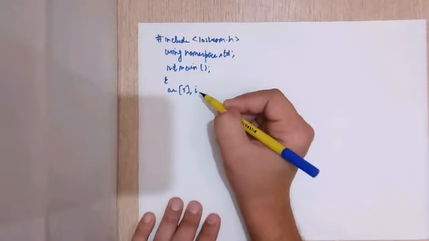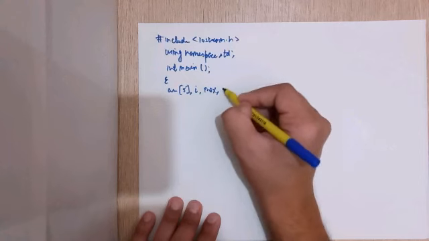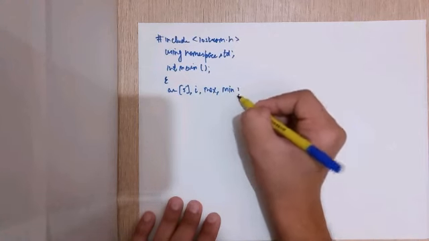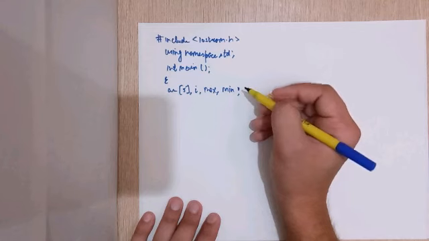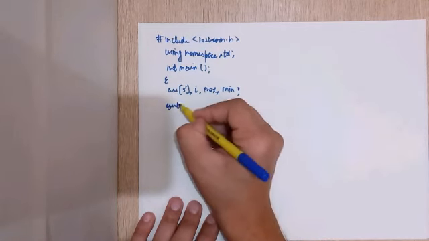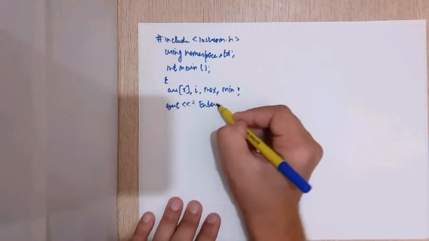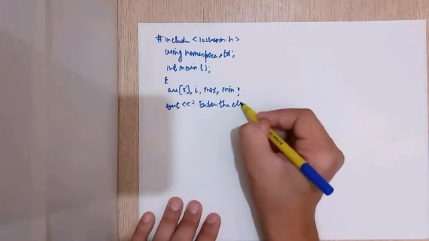I is the number of elements which we have to enter from the user. Max is the largest value and min is the smallest value which we have to find from all these 5 elements which we have entered from the user. So we will use cout for entering the elements from the user. Enter the elements.